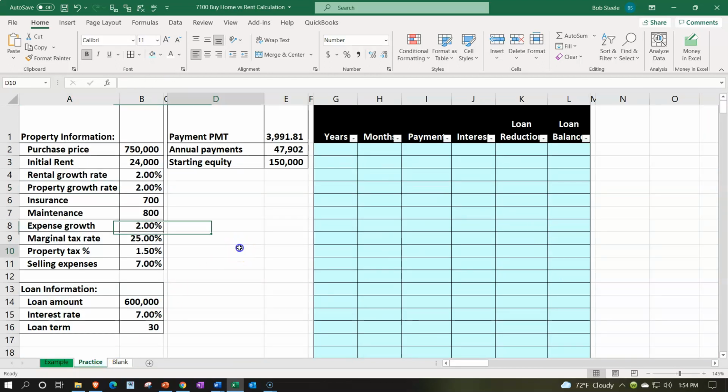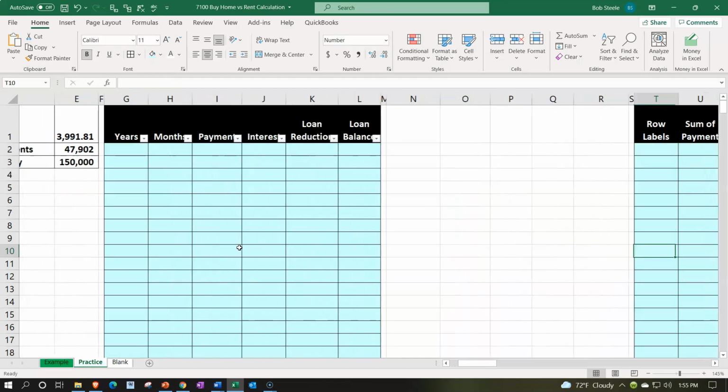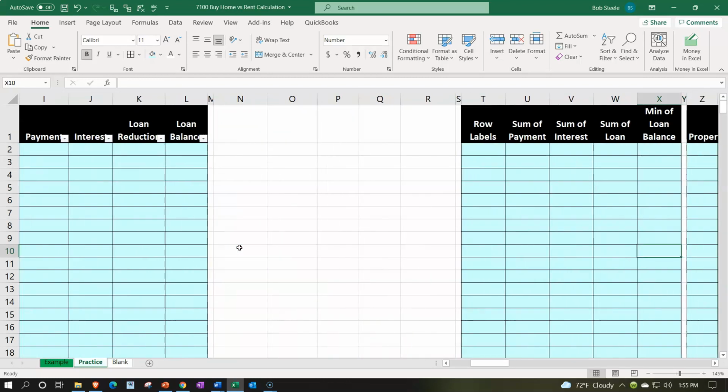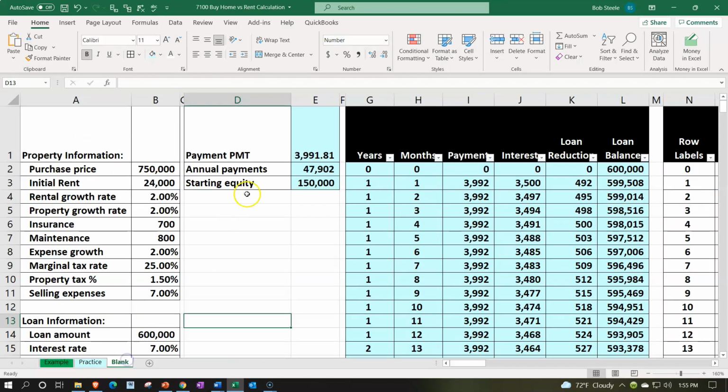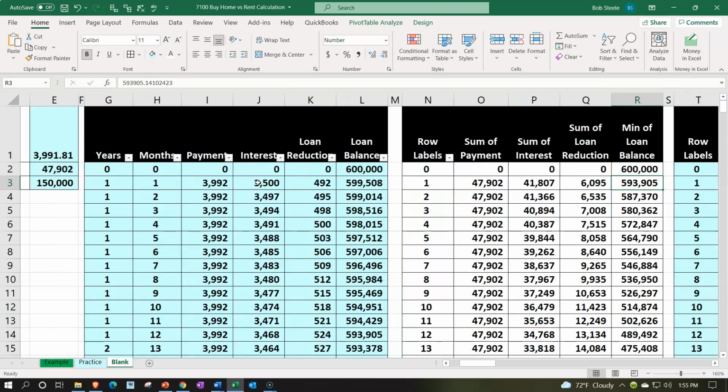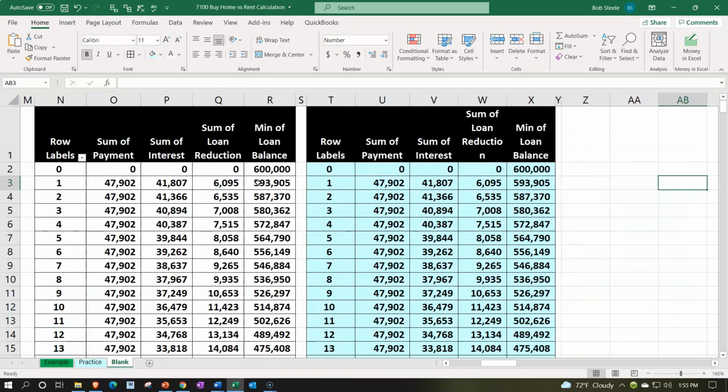We're going to go to the practice tab. This tab has some pre-formatted cells that you can work in the practice problem with a little less formatting calculations. The third tab is going to be the blank tab. That's where we're working. So here's where we left off: amortization table, the pivot table summary.